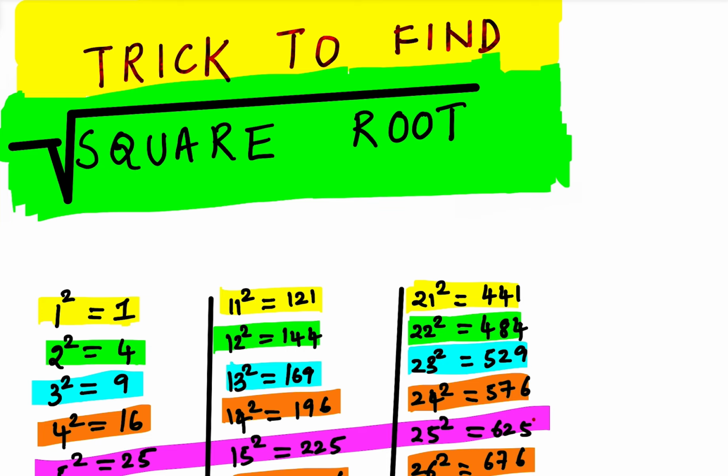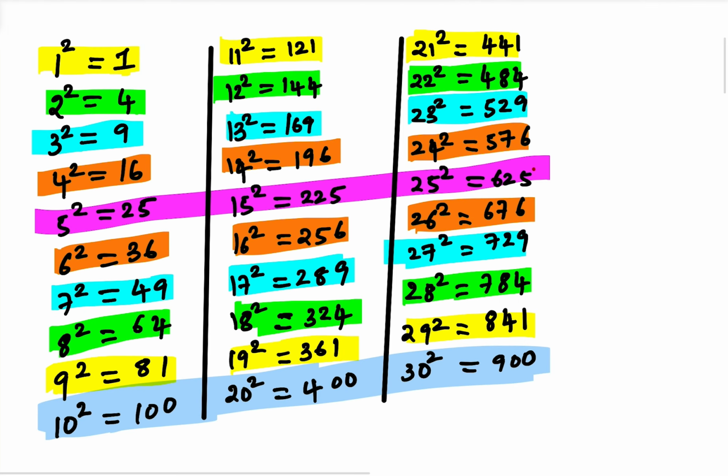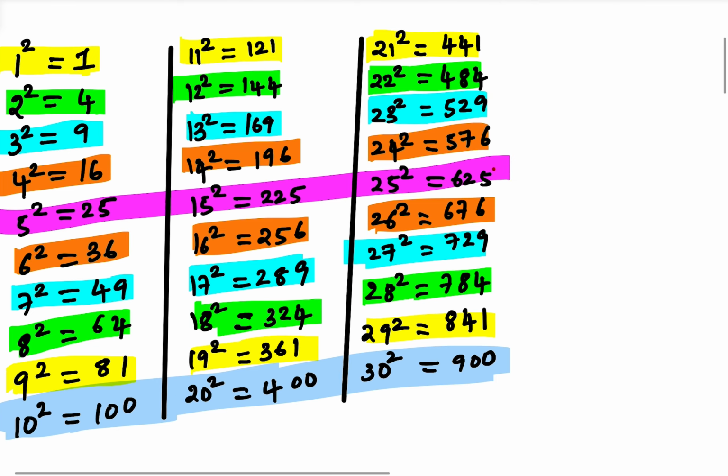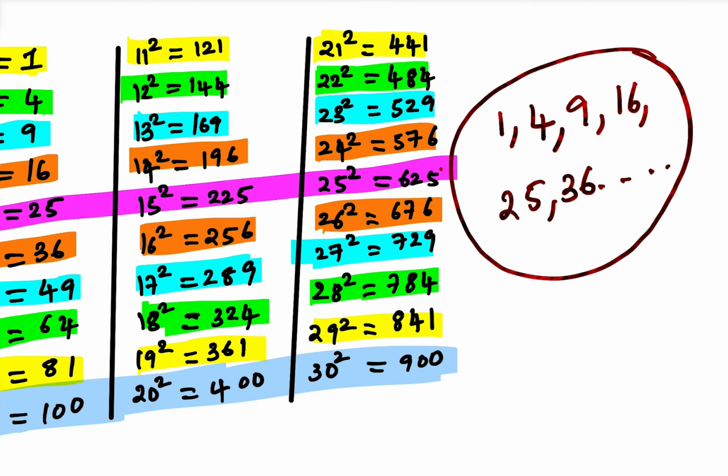Let me first explain what a perfect square number is. You can see here I have written squares from 1 to 30. So 1 square is 1, 2 square is 4, 3 square is 9, 4 square is 16, 5 square is 25, 6 square is 36, and so on. These numbers 1, 4, 9, 16, 25, 36 are called perfect square numbers.